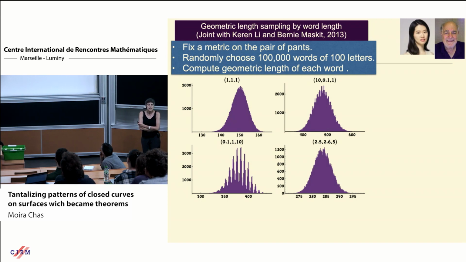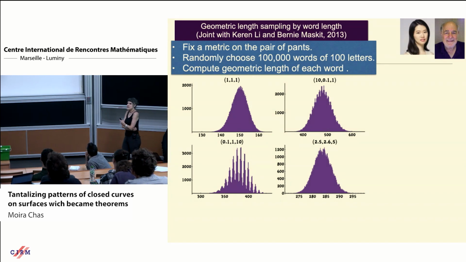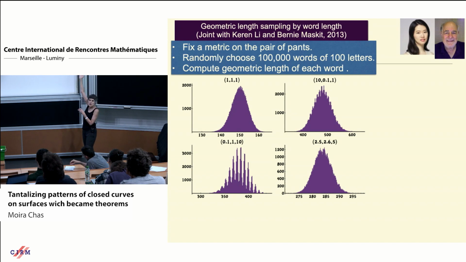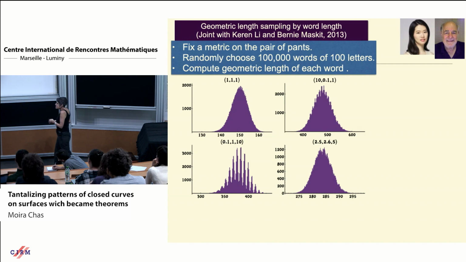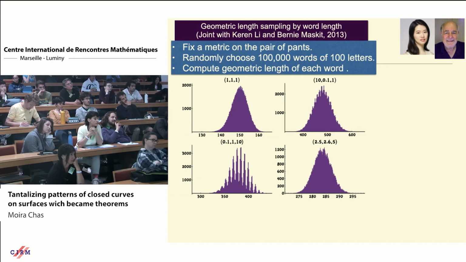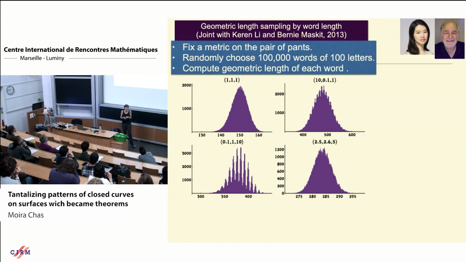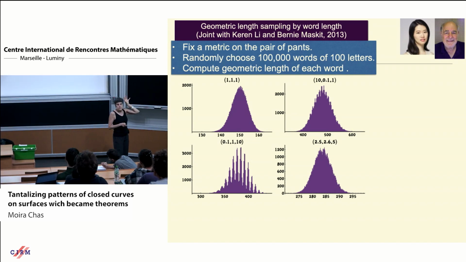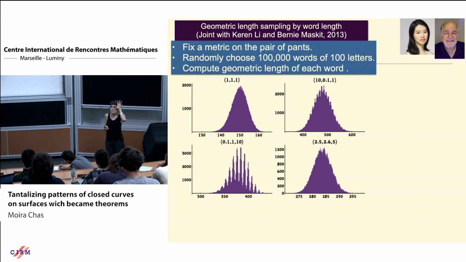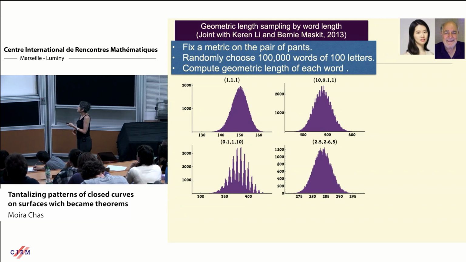Here we did another experiment, and in this experiment, I think I took the youngest and oldest persons in the department. This was an undergrad student, Karen Lee, and Bernie Maskit, who was emeritus, still emeritus at that time. What we did is, we look at a pair of pants, and we fix a metric on the pair of pants. The metric is given by the length of the three boundary components. If you don't know, just think there are three parameters.